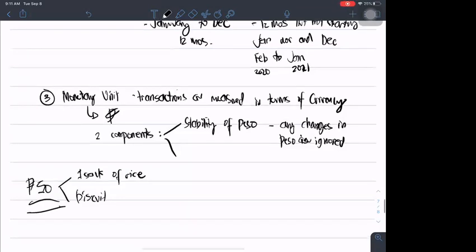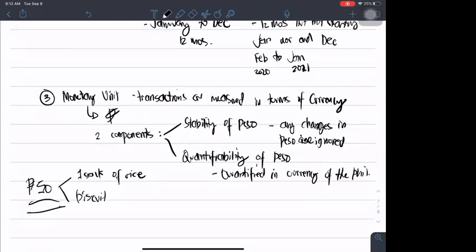Next, we go with your quantifiability of peso. When we say quantifiability of peso, they are quantified in the currency of the Philippines. Okay, so kung 50 pesos yan, 50 pesos yung currency natin dun sa Pilipinas, so 50 pesos yun. So you quantify it based on Philippine peso or our currency in the Philippines. So whatever is the value in peso.